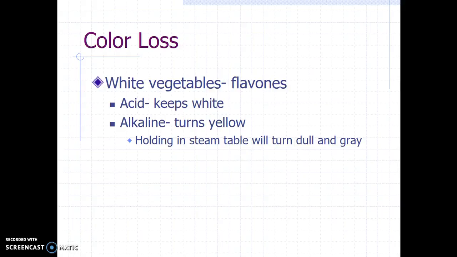Also, if we have white vegetables and they're held in a steam table for too long, they'll turn dull and even gray on you. Think like turnips, goodness gracious, a lot of root vegetables that are white tend to be like this, okay?